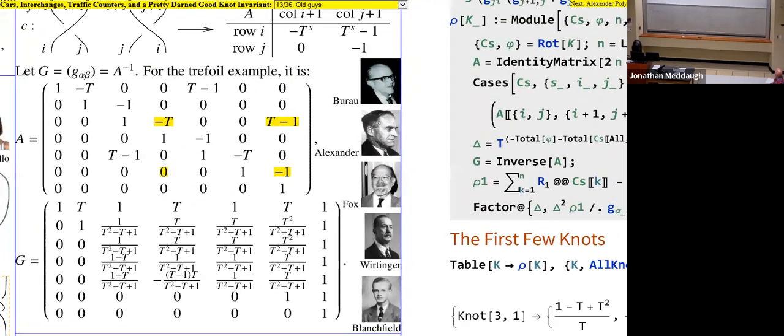Speaking of how unexciting it is, let me tell you that the matrix here, you may recognize it. People who do knot theory or braid theory may recognize it. This is essentially the Burau matrix, coming from the Burau representation. This matrix here, A, is the presentation matrix for the Alexander module of the knot.